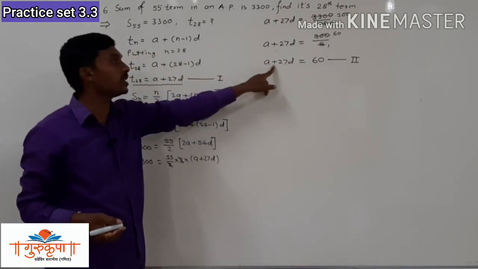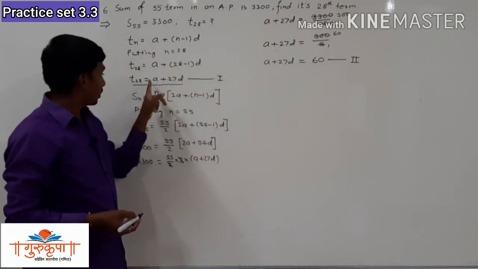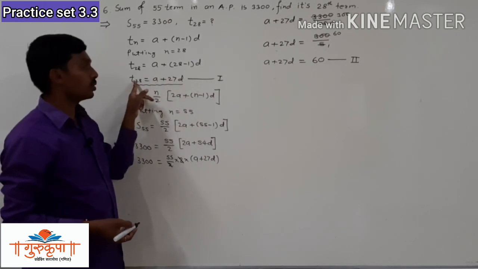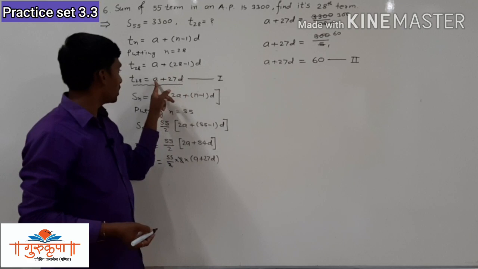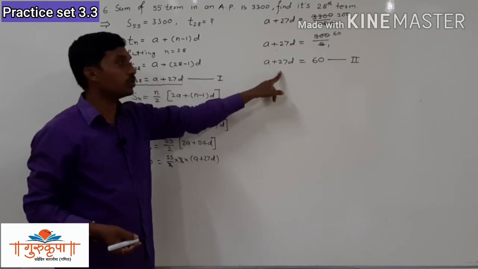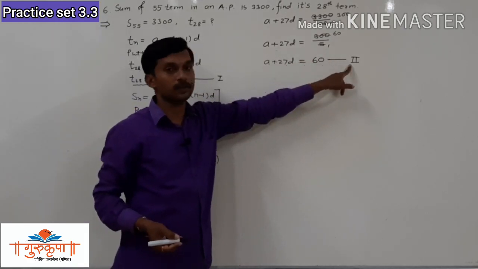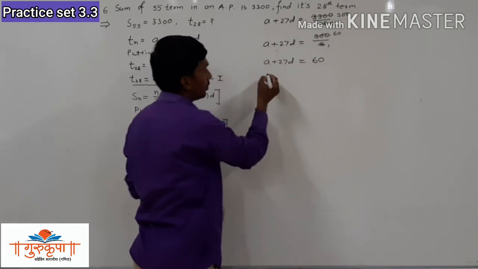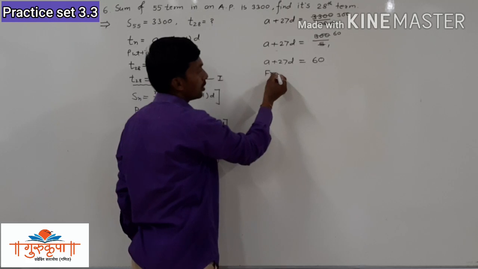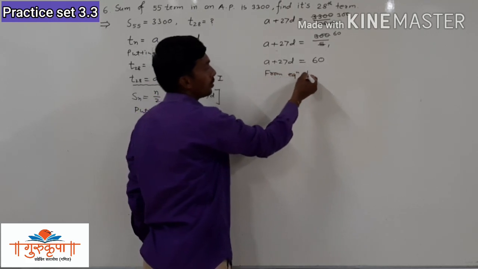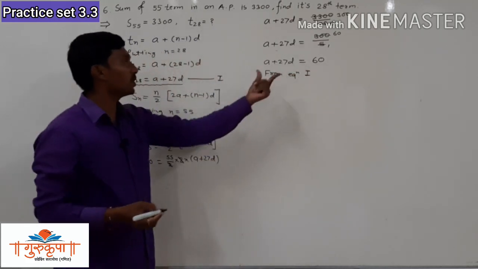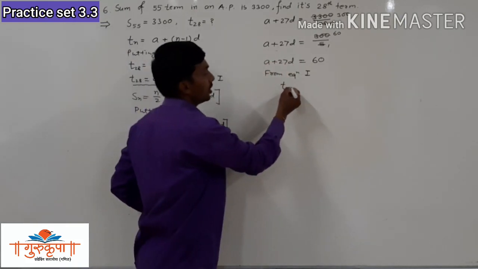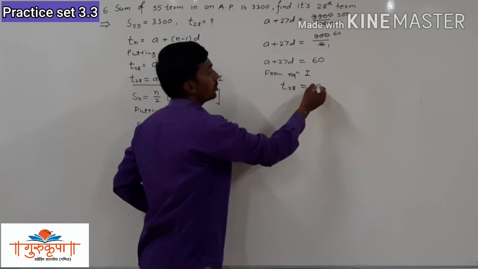Since this is the 28th term, from equation 1 we have a plus 27d is equal to t28. So you can put the value of this equation here, that is t28. No need to give the equation 2 also here. Directly you can write here from equation 1. We know that from equation 1 a plus 27d is t28. So we write here t28 is equal to 60.